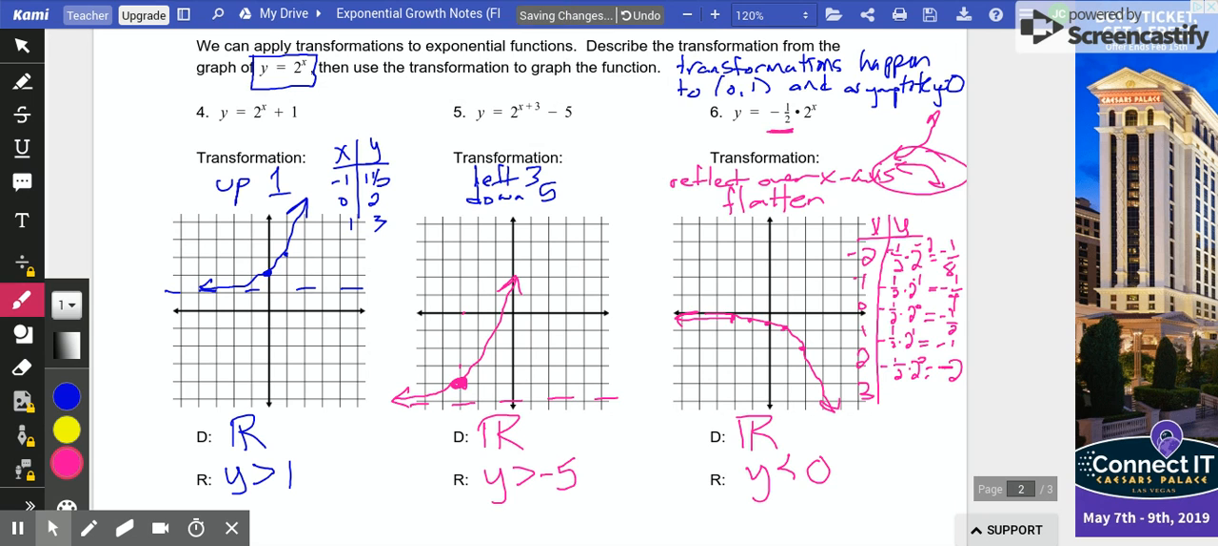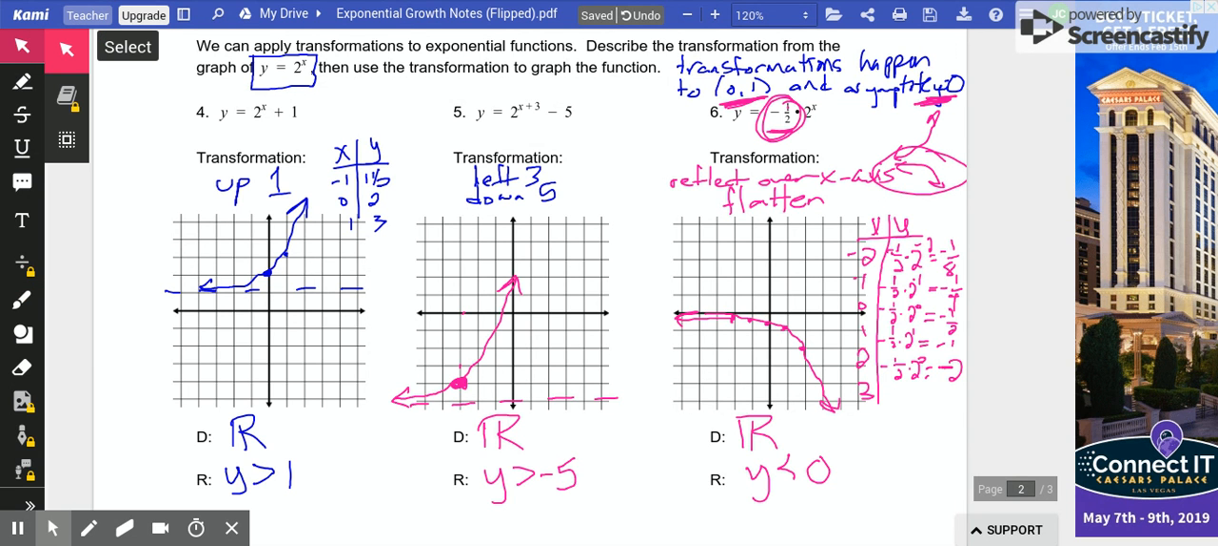So we can do all of our same transformations to this. Just remember, these transformations happen to the point 0, 1, and our asymptote. And if you have something out in front, it's probably best to set up a table of values. It's just going to be easier. We'll take a look at some real-world examples of these in the next video.